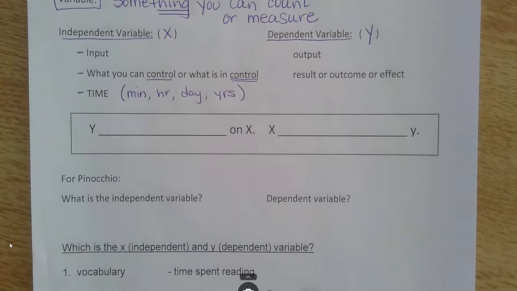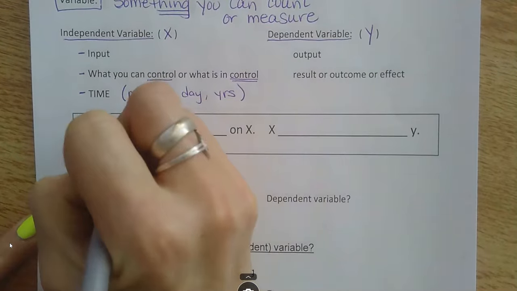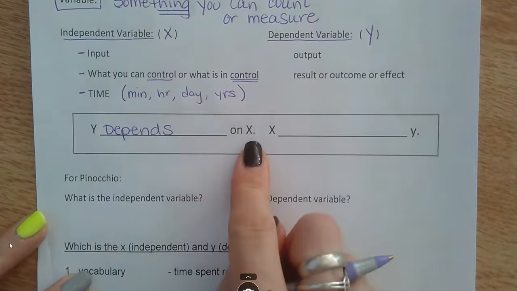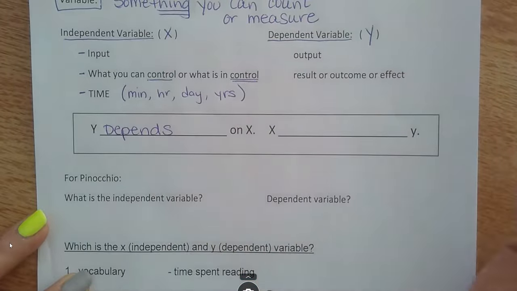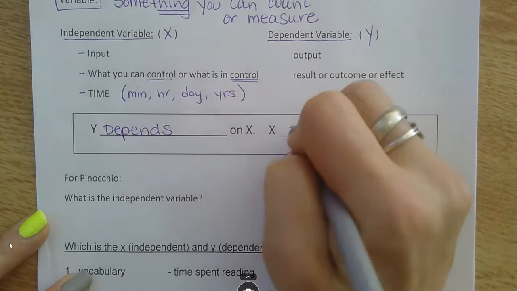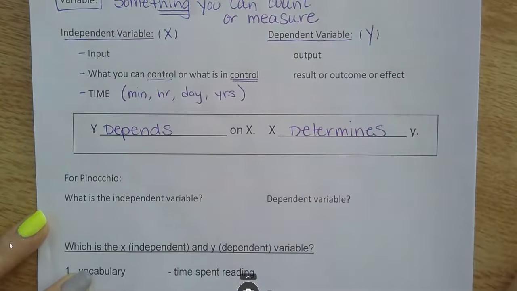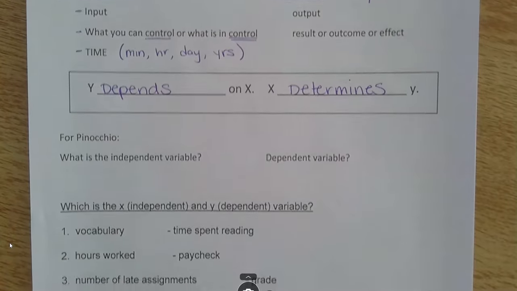So a couple easy ways to remember which is which. Y depends on x. Y depends on x. Or I can kind of flip that around and say x determines y. Okay, you're going to hear me say that over and over. Let's look at some examples then.